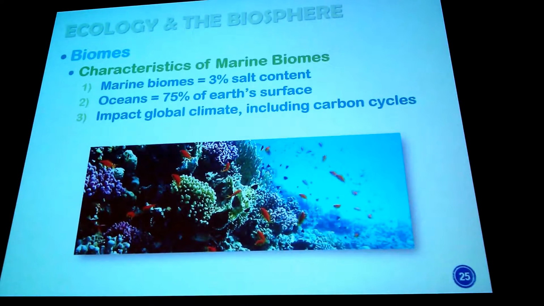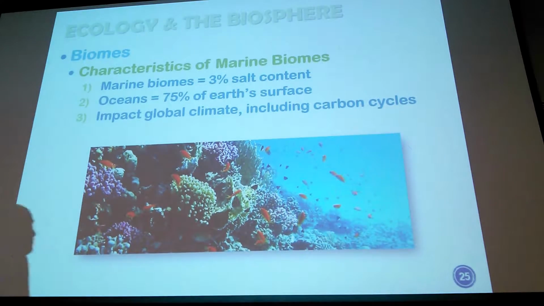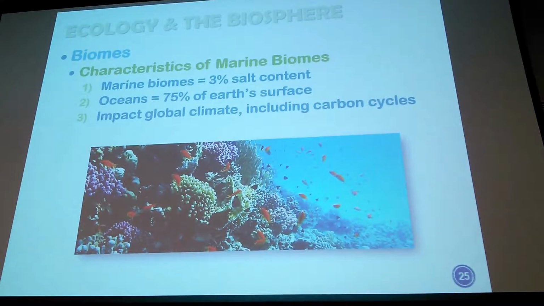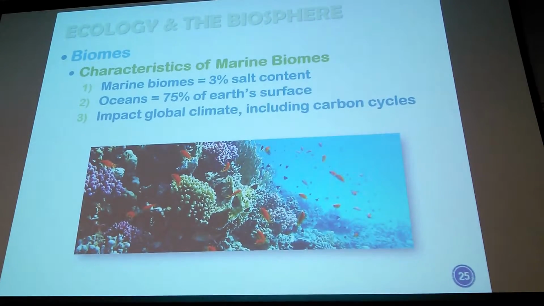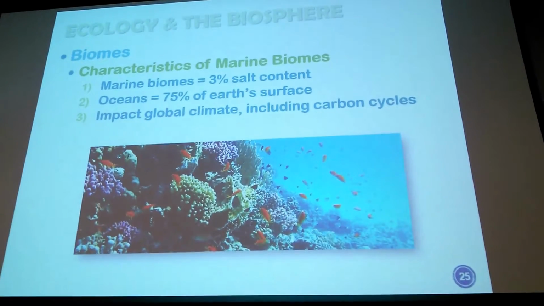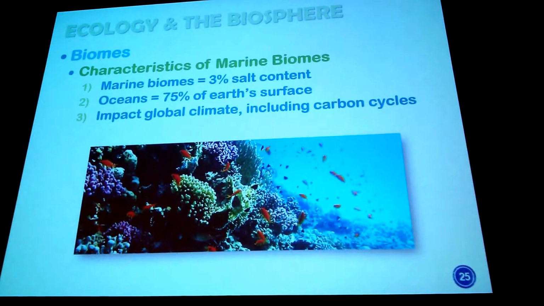In fact, local climate, including carbon cycles. The oceans have the potential to be a huge carbon sink, taking a lot of carbon dioxide out of the atmosphere because of all the algae, all the planktonic life. And they could do that, sucking the carbon dioxide out, making the atmosphere a little bit cleaner, a little less thick, so we wouldn't have so much global warming.